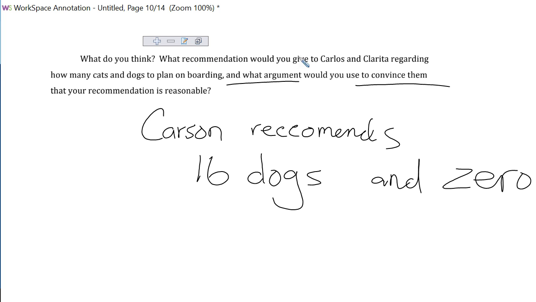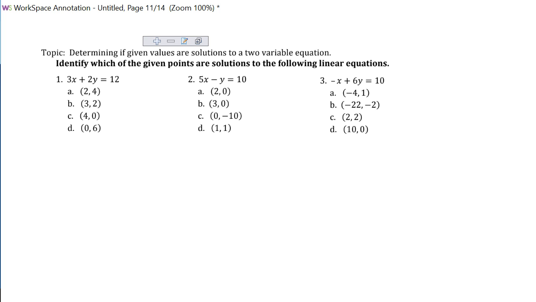But it is reasonable because it's within the bounds, right? And that's all we're going to do for today. Now, stay tuned. We're about ready to do some of your homework for you.